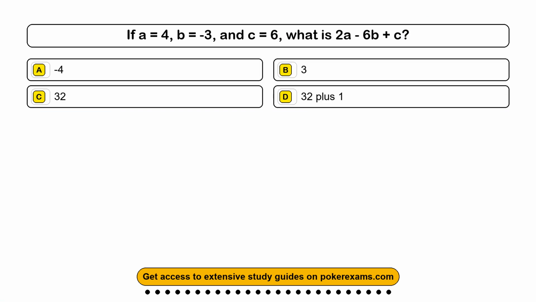Question 8. If A equals 4, B equals minus 3, and C equals 6, what is 2A minus 6B plus C? Option A, minus 4. Option B 3. Option C 32. Option D 32 plus 1.